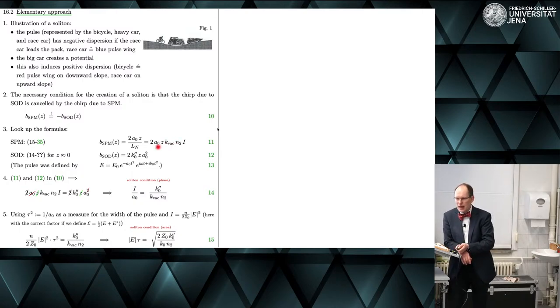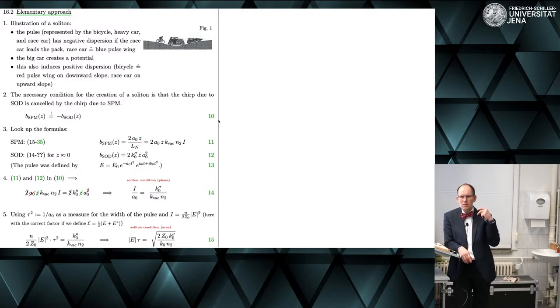What else do we have? We have the pulse duration, or rather the inverse of the square of the pulse duration. So this A naught. And well, in short, you can describe it as this one here. Now, linear dispersion, second order dispersion. So we have this K double prime.